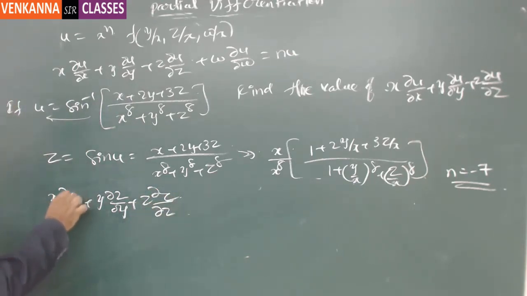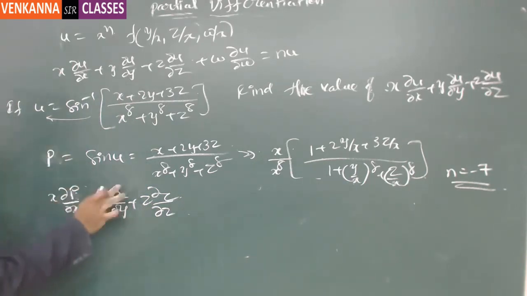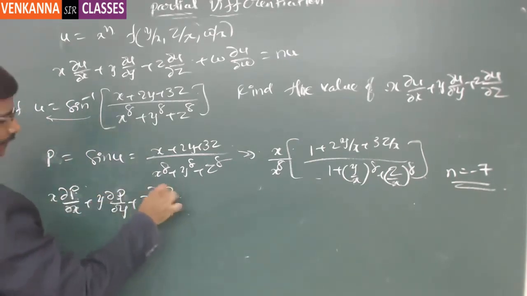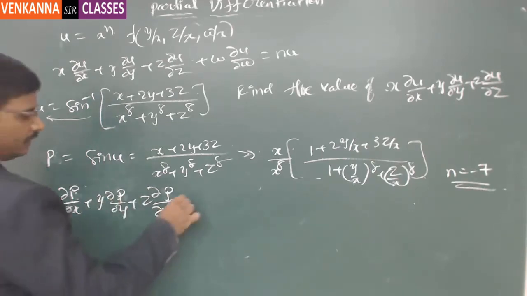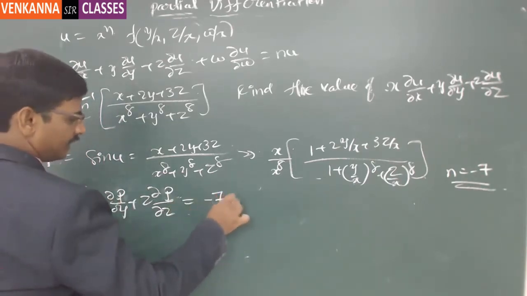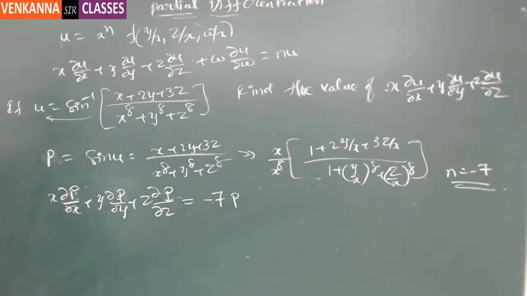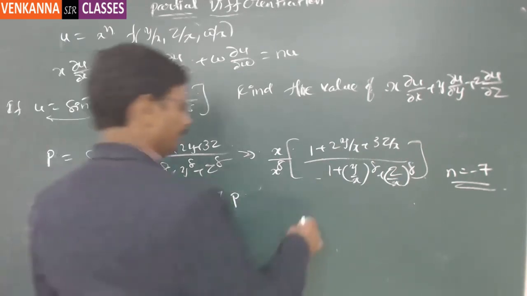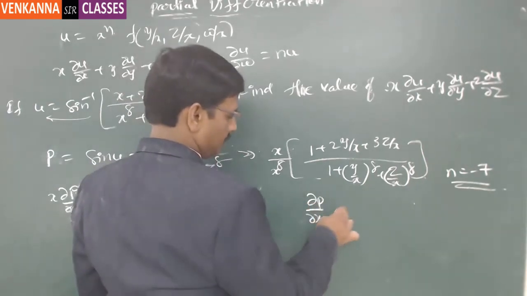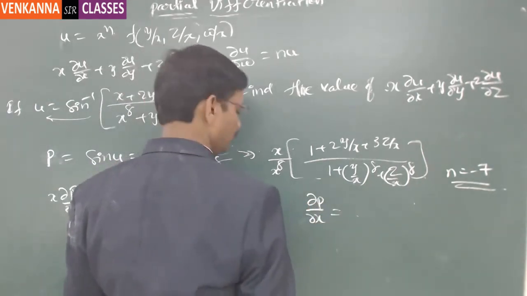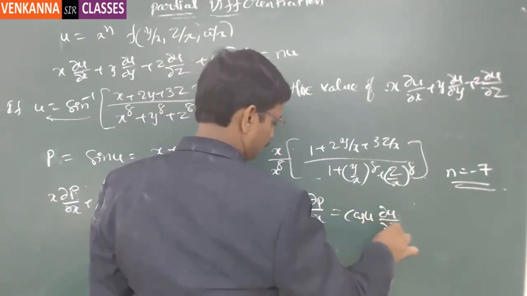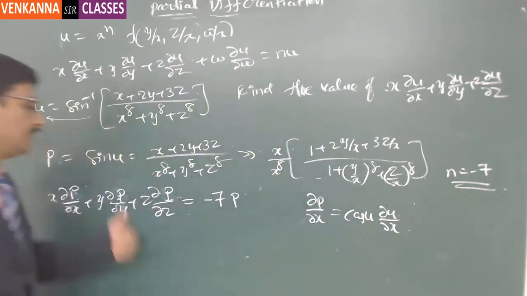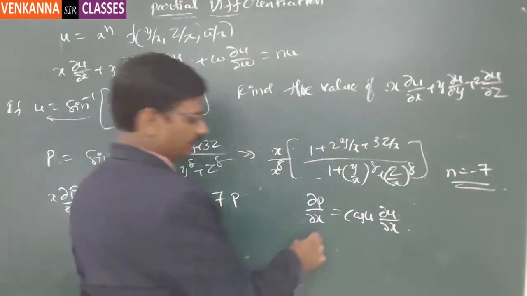Sorry, this is u. I call this as p. So x ∂p/∂x + y ∂p/∂y + z ∂p/∂z = n times p, where n is -7, but p = sin u. So here ∂p/∂x is the derivative of sin u with respect to x, that is cos u ∂u/∂x. Similarly, everything can be done with respect to y and with respect to z.